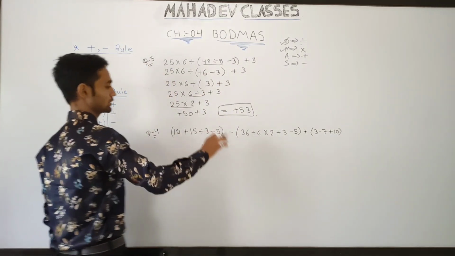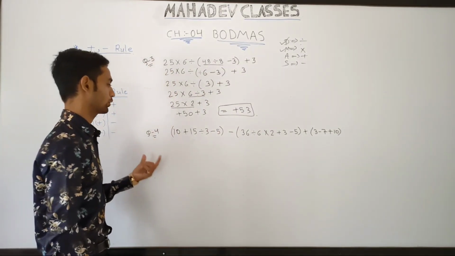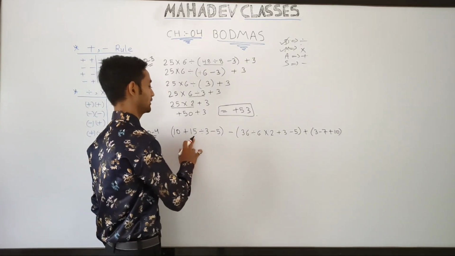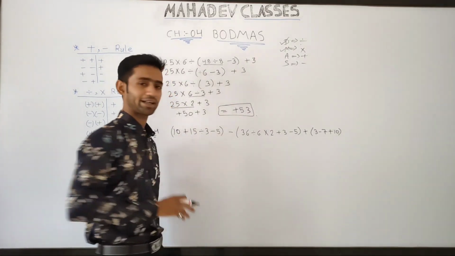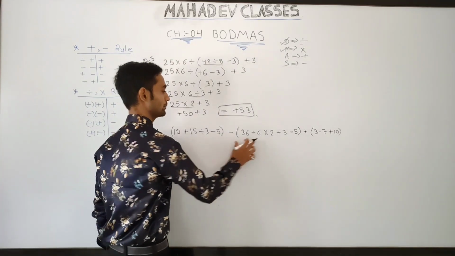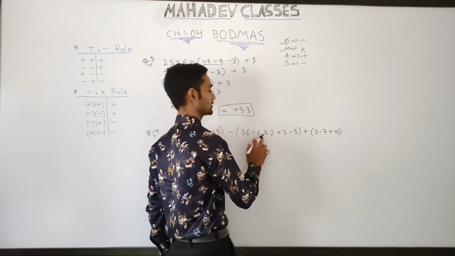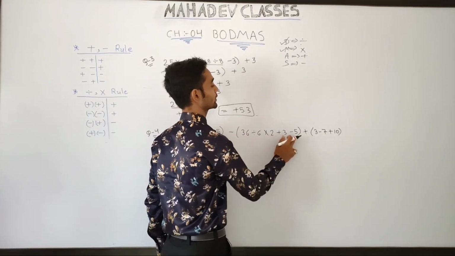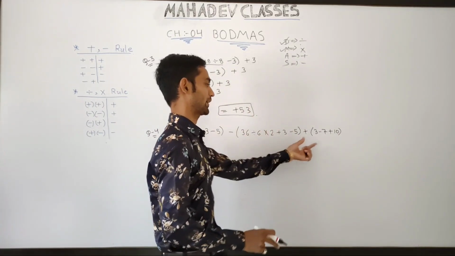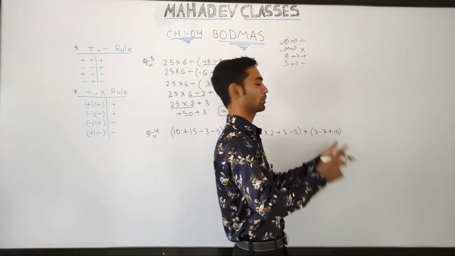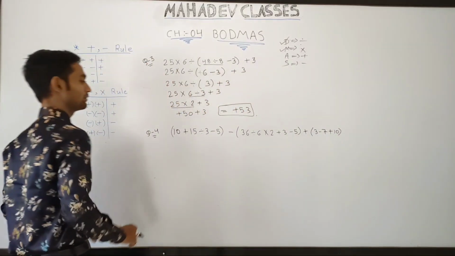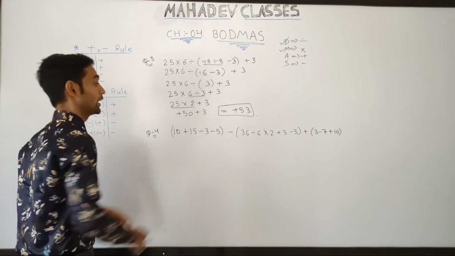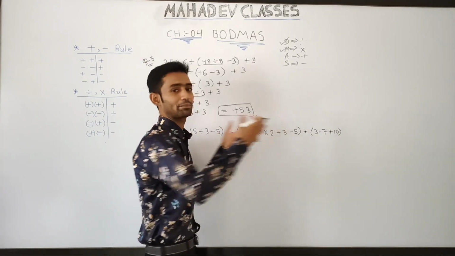And now go for the last question. See question number 4. In bracket 10 plus 15 divided by 3 minus 5 bracket over and minus, and in bracket 36 divided by 6 multiply by 2 plus 3 minus 5 bracket over plus in bracket 3 minus 7 plus 10. Okay, so simply we will apply our D mass rule in each and every bracket separately.